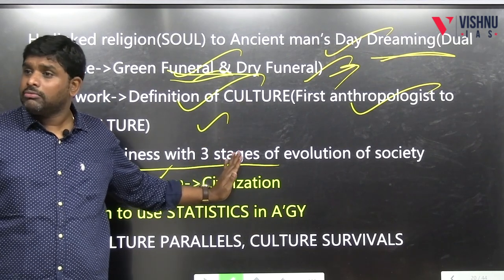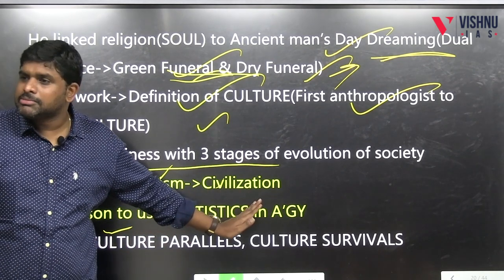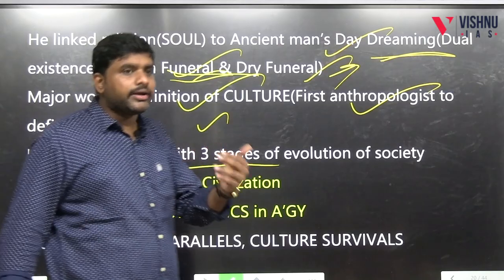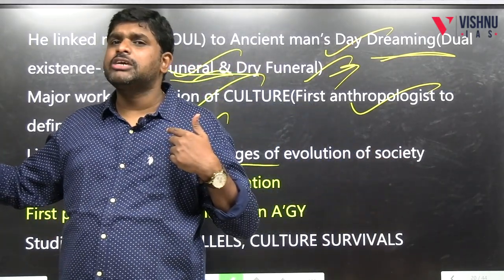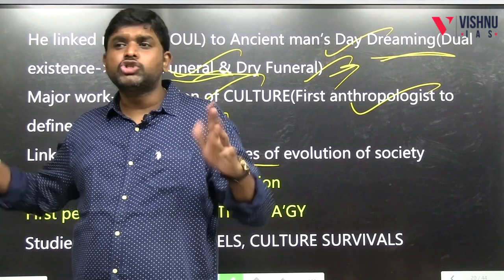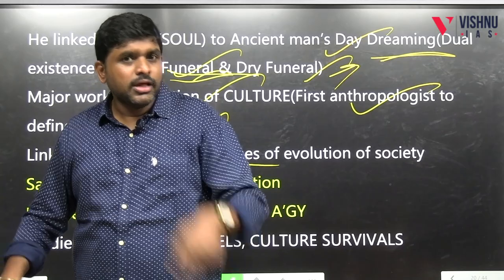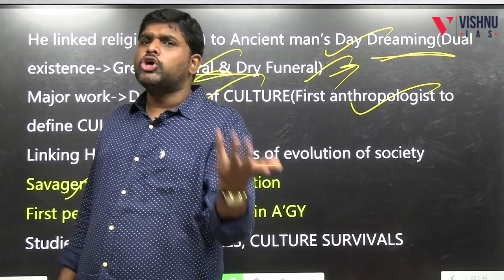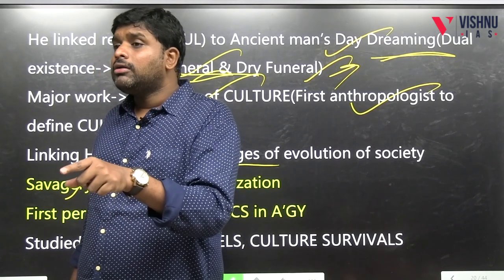Linked happiness to evolution. So, savagery man is less happier. Civilized man is more happy. He linked, how? With respect to time. Savagery man, every time from morning to evening, he will be searching for food. So, he doesn't have any time for leisure. So, his enjoyment is? His happiness is? Less. Whereas civilized man, ready-made food is available because of machines and industries. So, he no need to put so much of time. So, he is more?